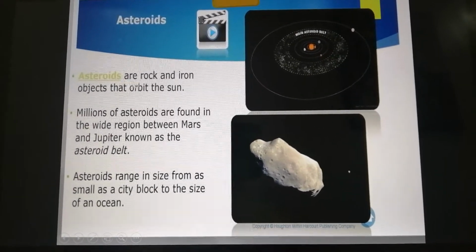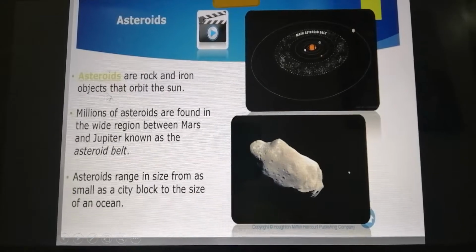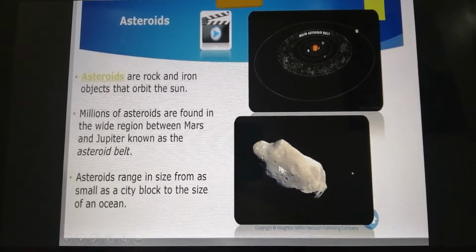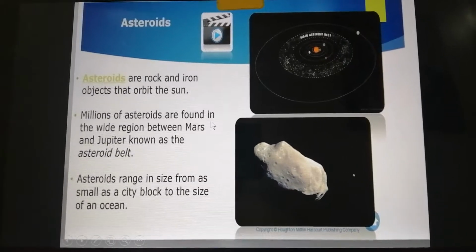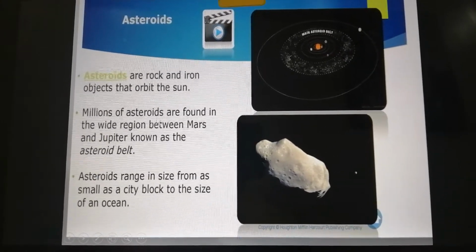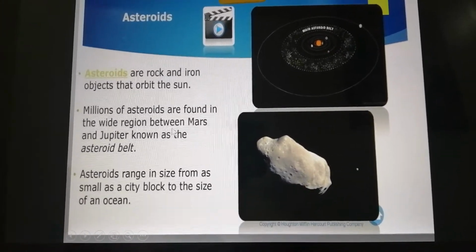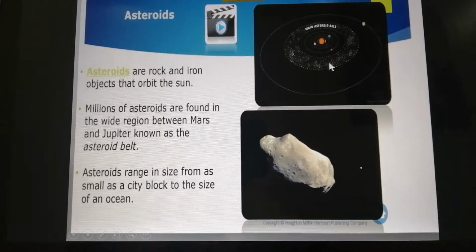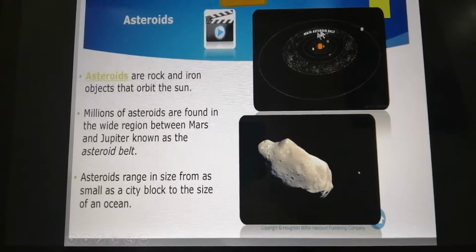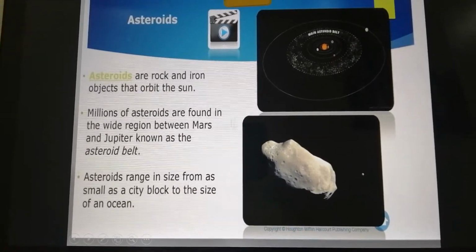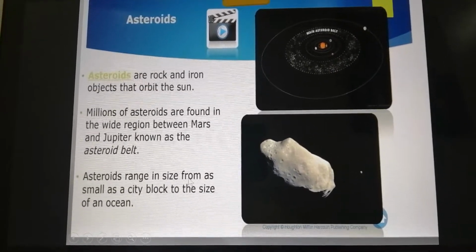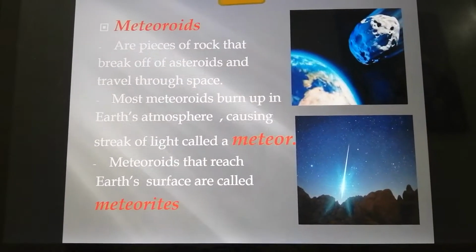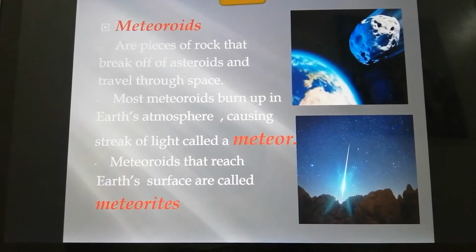Asteroids, what are the asteroids? They are rocky objects made of rock and iron that orbit the sun. Millions of asteroids are found in a wide region between Mars and Jupiter, which is called the asteroid belt. Asteroids range in size from as small as a city block to the size of an ocean. So they vary greatly in size.